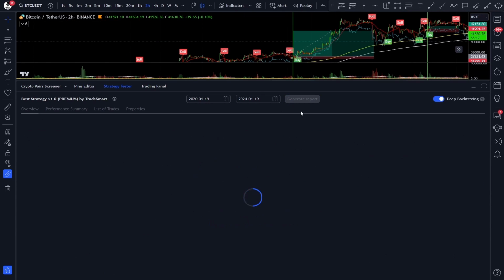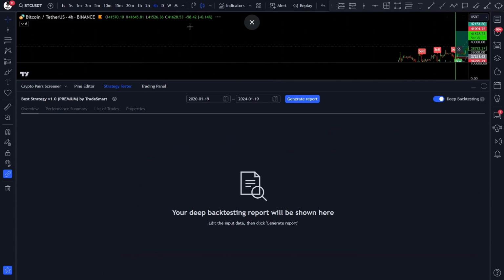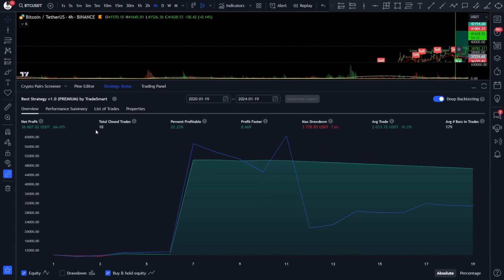Now let's see the 2 hour. Now we got only 40 trades with 447% net profit, 5 profit factor, which is very high, and only 30% drawdown. The 4 hour. Now we only got 18 trades and 366% net profit, but the strategy still outperforms Bitcoin. And if you take a look at the maximum drawdown, it is only 7.6%, so using the 4-hour chart, we could increase the position sizing from 4% risk per trade to, for example, 10%, which sounds high, but as you can see, it works with this strategy.